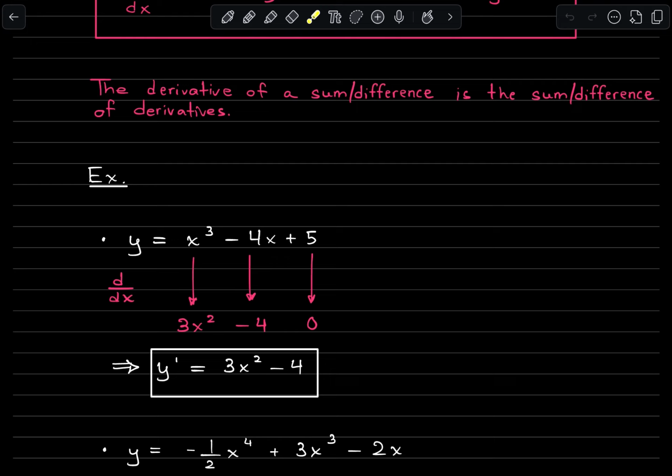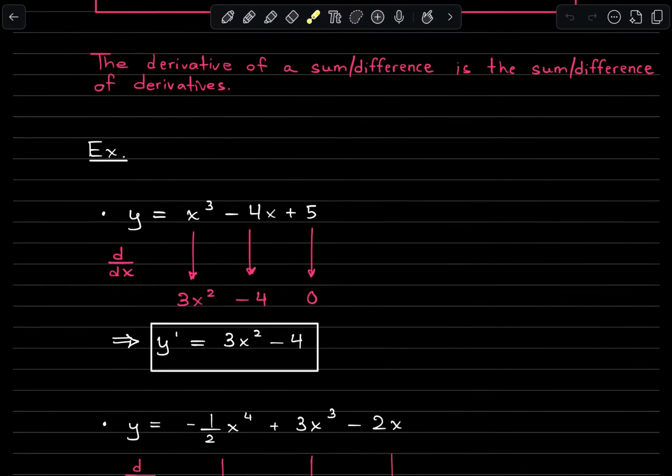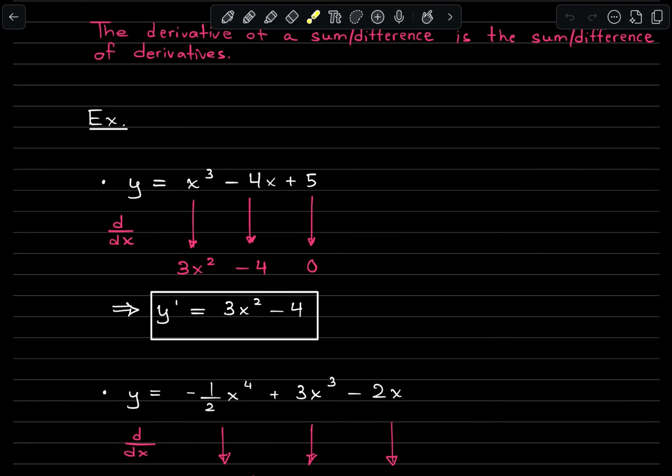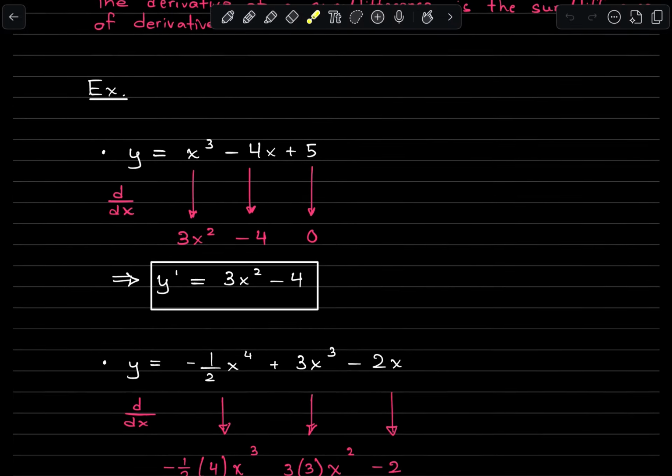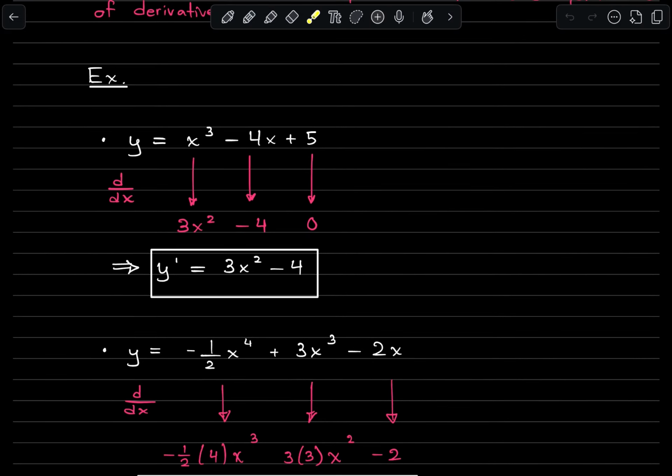For the next example, we've got y is equal to negative 1/2 x to the 4th power plus 3x cubed minus 2x. We go ahead again, derive each term individually, and then we're just going to put together a linear combination of them all. Okay, so for the first case, let's hold off on that negative 1/2 as a constant multiplier. Bring down that 4 as a coefficient. Subtract 1 from the 4, we get 3. Okay, so now we have negative 1/2 times 4x cubed.